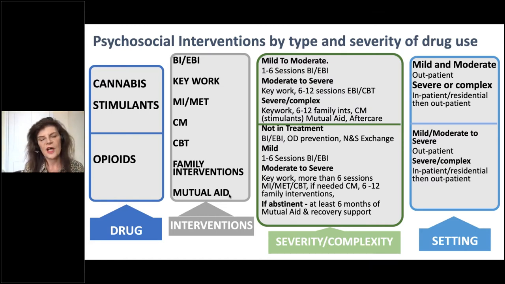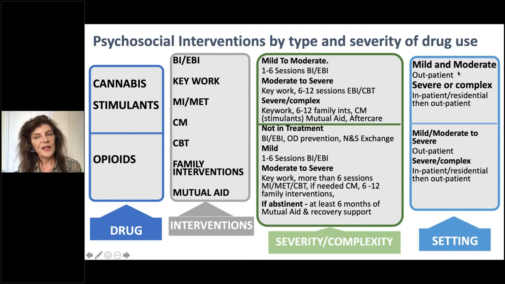We then need to consider somebody's severity and complexity of problem. So, for example, if somebody has a cannabis problem that's mild to moderate, the evidence is that they should get 1 to 6 sessions of a brief intervention or an extended brief intervention. It's the same for stimulant use. Again, if somebody's got a moderate to severe cannabis or stimulant problem, you're probably wanting to provide some key work and 6 to 12 sessions of extended brief interventions and possibly CBT. If somebody's got a severe or complex issue, you're probably looking to provide key work, 6 to 12 sessions of family interventions, if they've got family around them that are supportive, contingency management for stimulant use, mutual aid and aftercare.